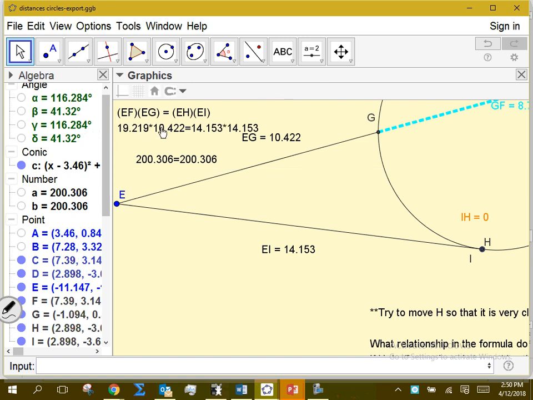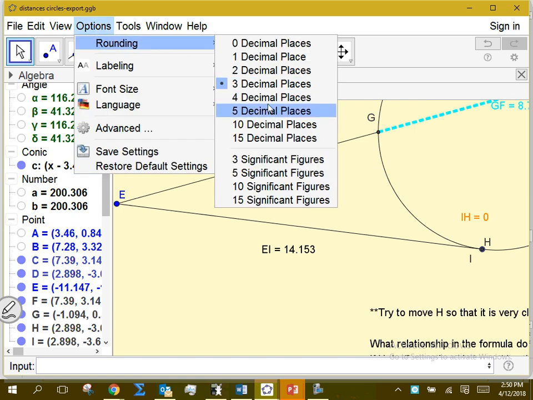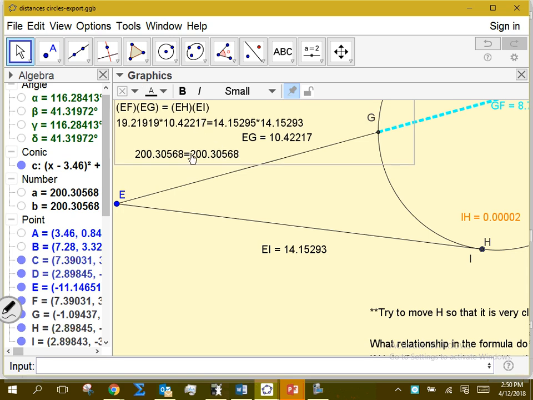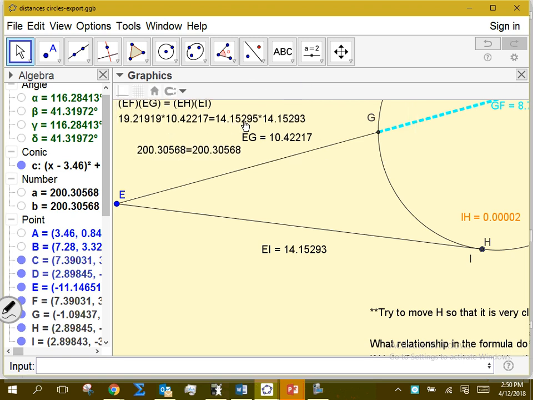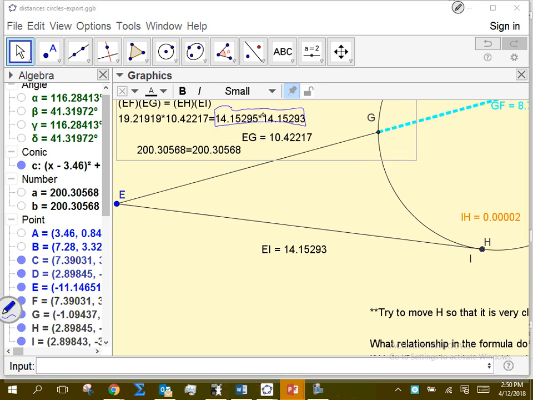So if it's still a secant, let's look at this product up here. And I'm going to go to 5 decimal places. There we go. So this product here is this top secant. It's that entire secant times the solid black part, which would be that stuff there. 200.3 is that product. But if I look at this side here, look at these two numbers. Are those two numbers different? 14.15295 and 14.15293. Are they different? And the reason they're different is because I and H still is a segment, right?